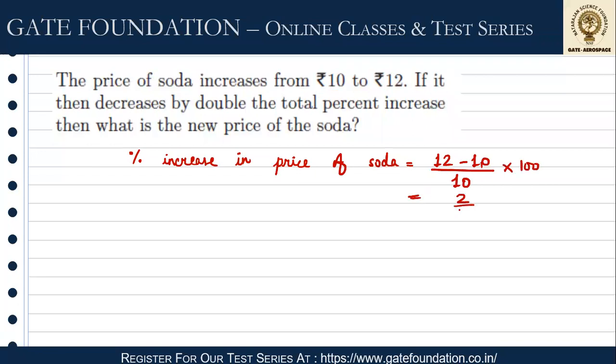That basically becomes 2 by 10 into 100, or 20%. Simple. Now it is decreased by double the total percentage increase. So if I double the percentage increase, it becomes 2 times 20%, that is 40%. So I need to decrease it by 40%.